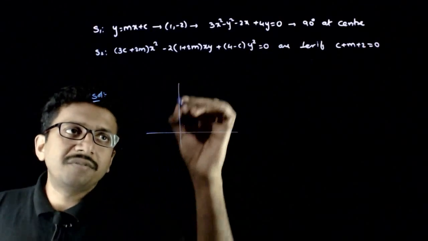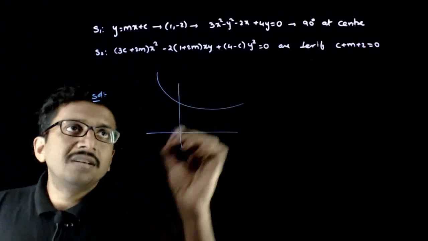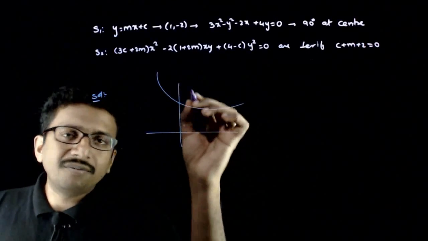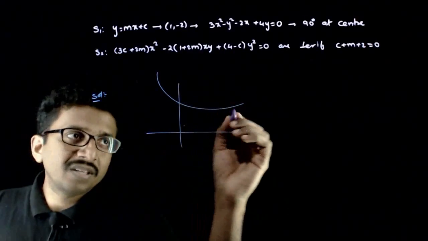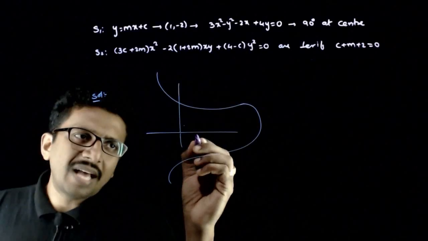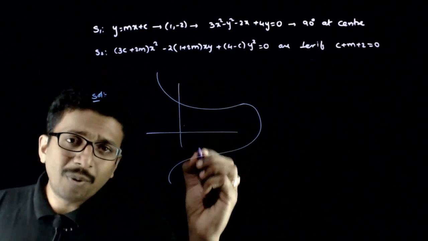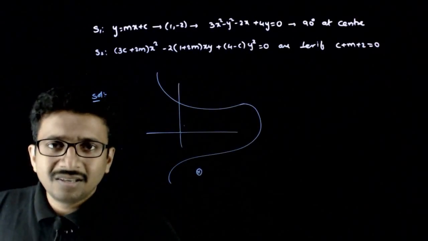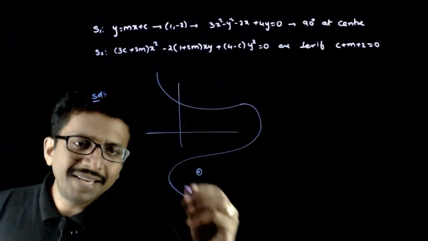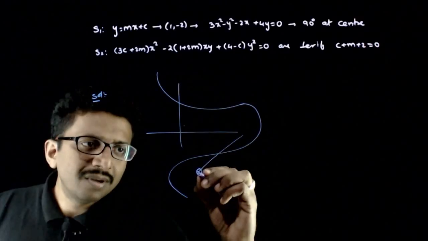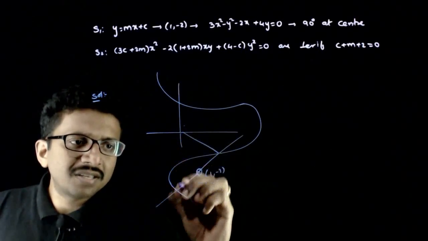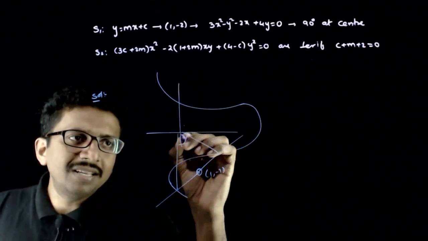That means if you have a curve something like this, so you have a point (1, -2). Assume that you have some arbitrary curve, and you have a chord, a line, and a point (1, -2) here. So the first statement is that any chord of this curve which passes through (1, -2) subtends 90 degrees at the origin.